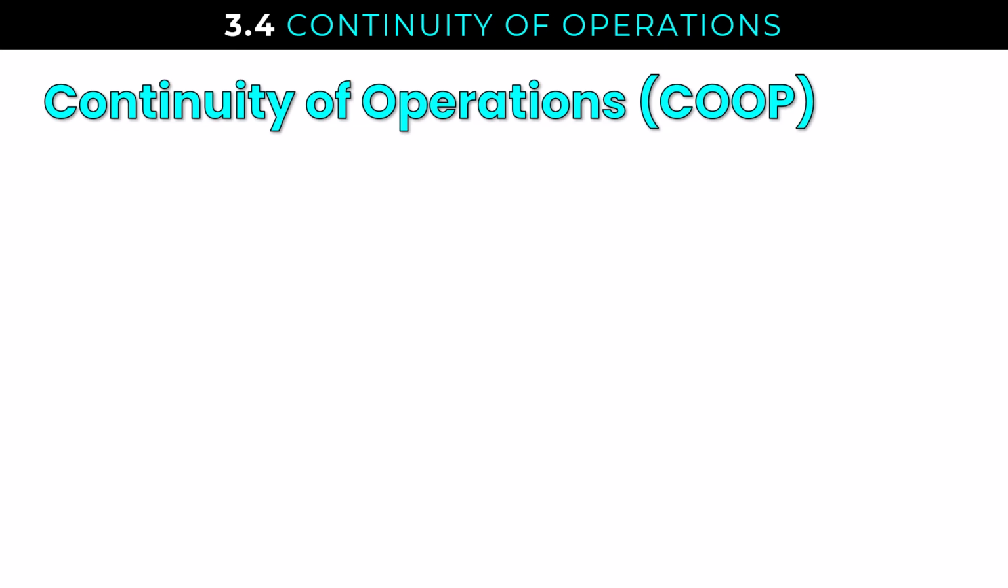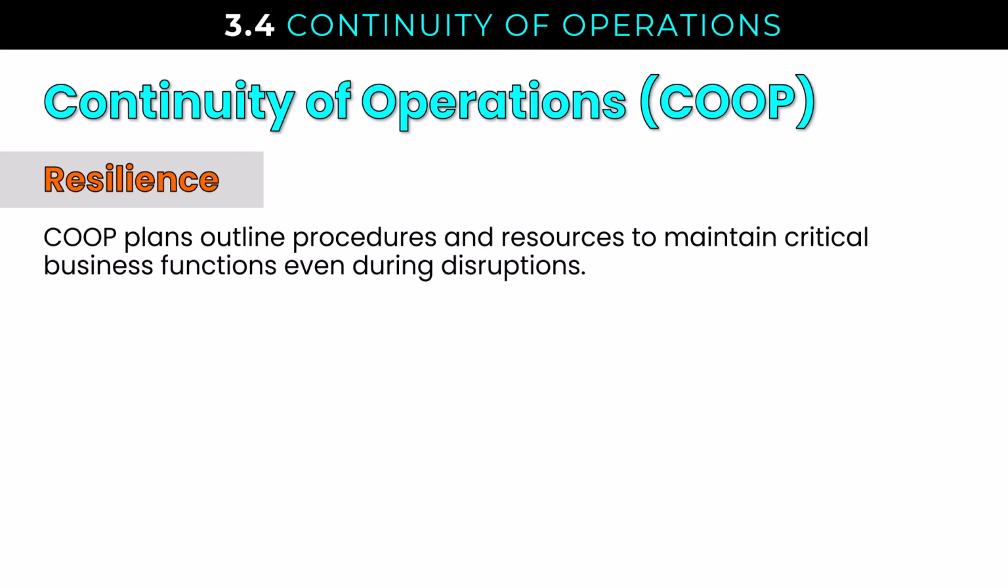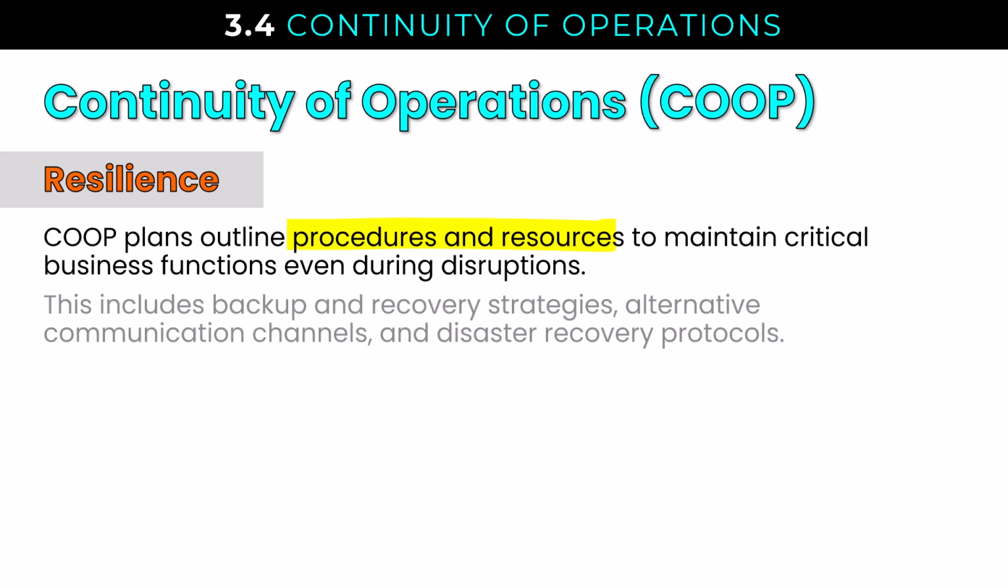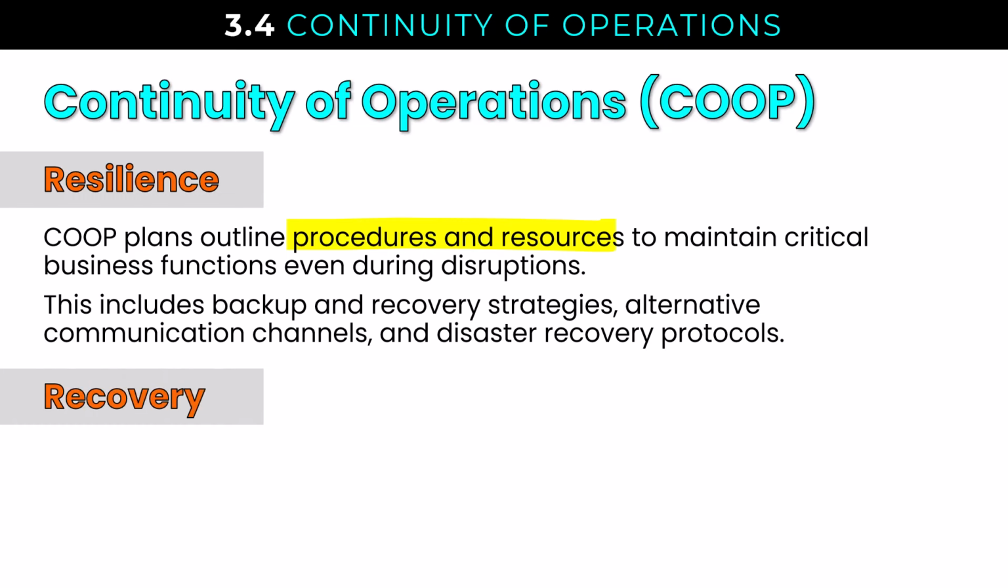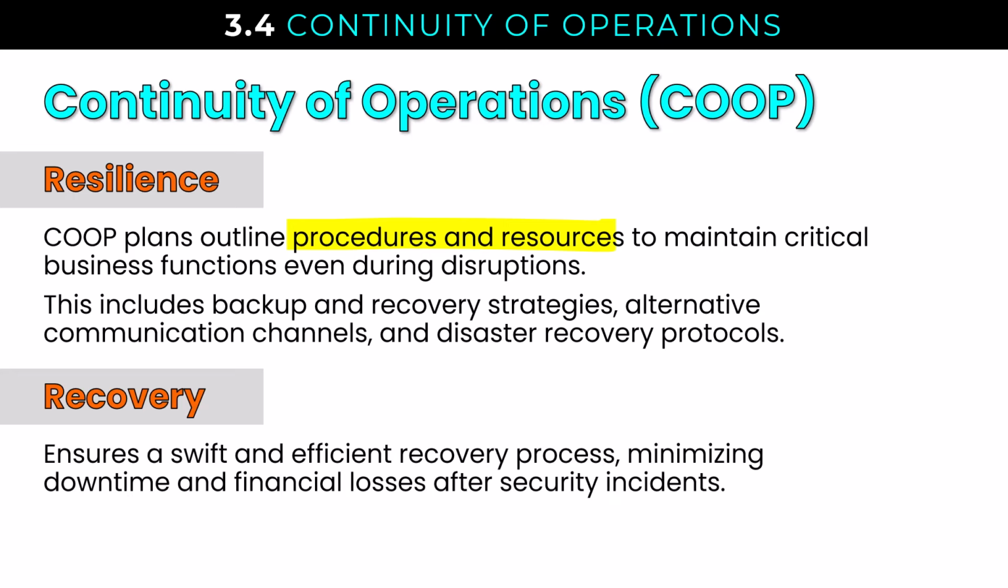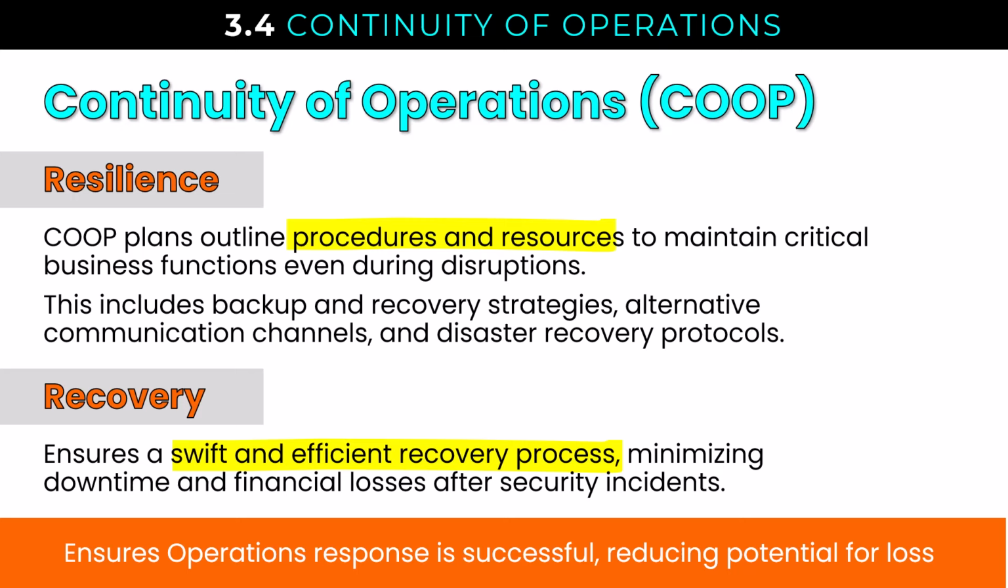Next, we have continuity of operations. So from a resilience perspective, what this means is planning, outlining procedures and resources to maintain critical business functions even during disruptions. This would include backup and disaster recovery strategies, alternative communication channels, and other disaster recovery protocols. So this is all proactive work to ensure that when recovery happens, we have a swift and efficient recovery process, minimizing downtime and financial losses after security incidents. Basically, ensuring that operations response is successful, reducing the potential for loss of any kind, whether data, financial, or something else.